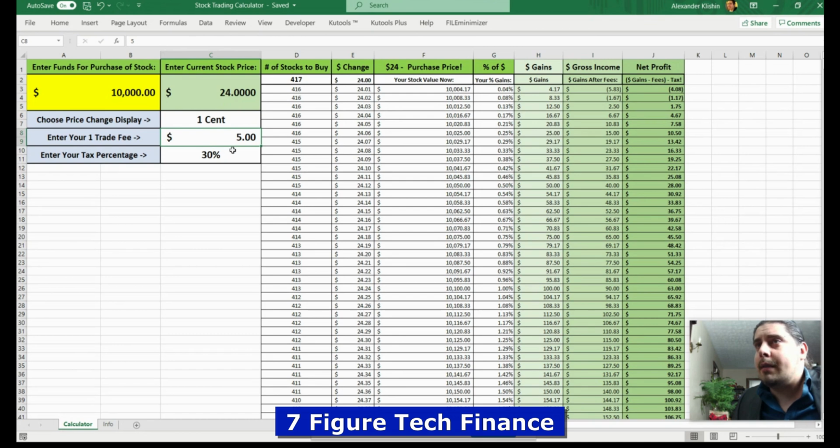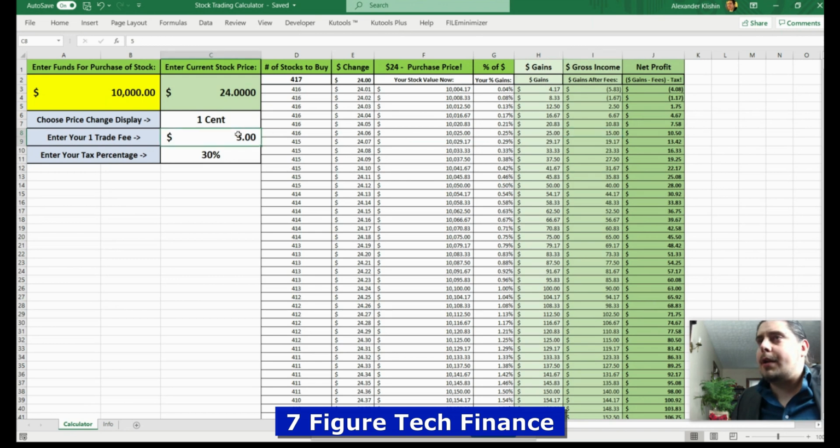on the OTC market, right? And when we come back to our column H, we can see that this is what we made. Let's say we made $25 when a stock went from $24 to $24.06, right? So we made $25. But after subtracting fees, $5 per each trade, we would be left with only $15. So this is column I, gross income.